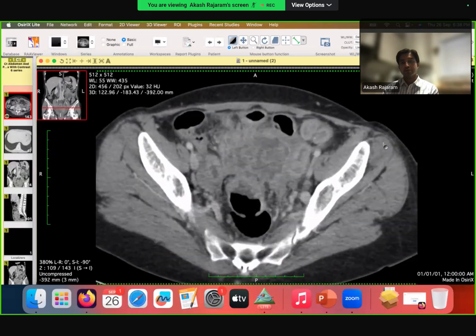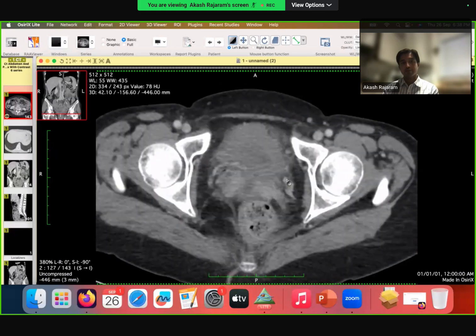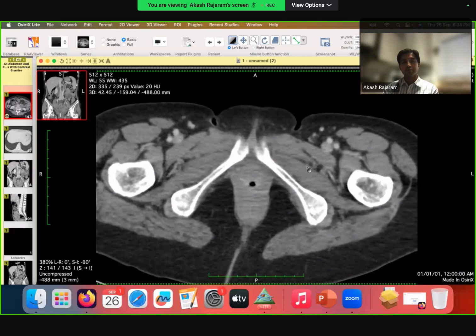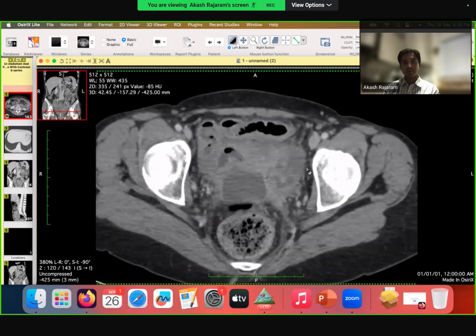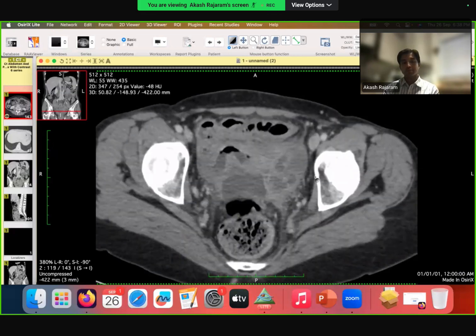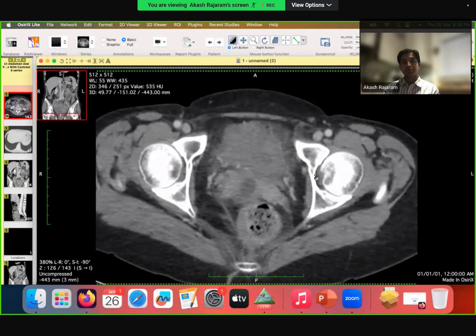Trying to check now, loculated enhancing fluid in the pelvis as well. The urinary bladder shows diffuse mural thickening. It is collapsed or empty, but it shows diffuse mural thickening with perivesical fat stranding as well, indicating urinary bladder abnormality. I want to check the sigmoid now.